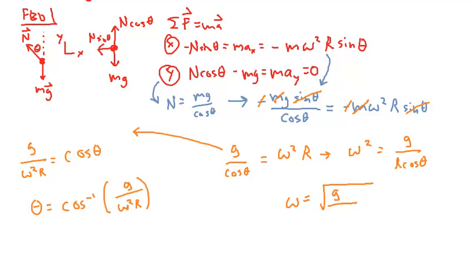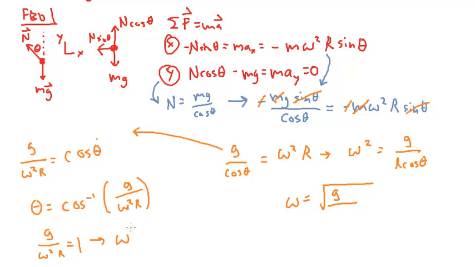Oh, I had to find theta. Whoops, okay, it happens. So let's go the other way and find g over omega squared r equals cos theta. That's just bringing the cos theta over and having it switch places with omega squared r, which means theta is going to equal the arc cosine of g over omega squared r.